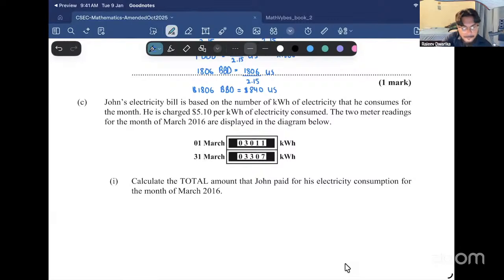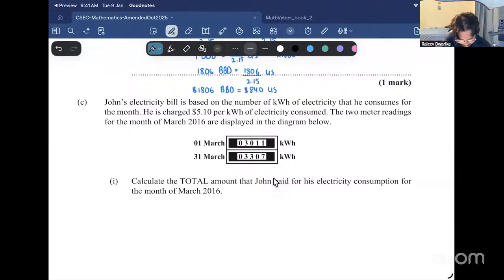John's electricity bill is based on the number of kilowatt hours of electricity that he consumes. The month he is charged $5.10 per kilowatt hour of electricity consumed. The two meter readings for the month of March 2016 are displayed in the diagram below.